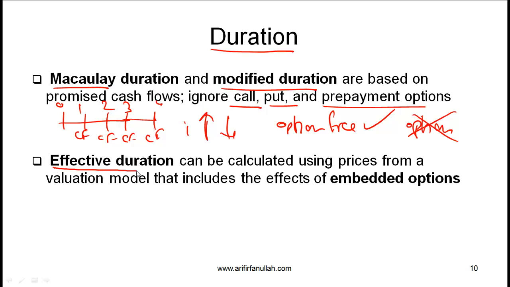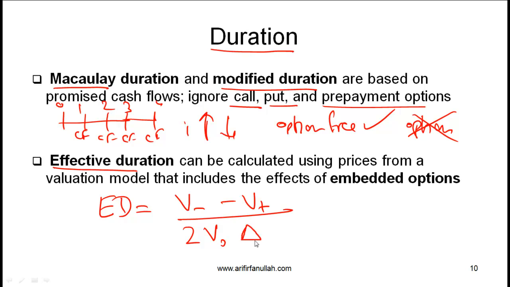Effective duration overcomes the limitation because effective duration can be calculated using prices from a valuation model that includes the effects of embedded options. So if you recall our formula for effective duration, it was V minus minus V plus divided by 2 V naught delta Y. So what we are saying is that this value when interest rates go down and this value when interest rates go up can be calculated using a model that includes the impact of embedded options.